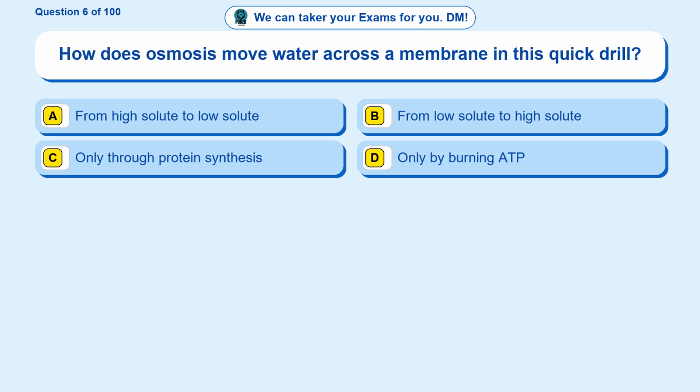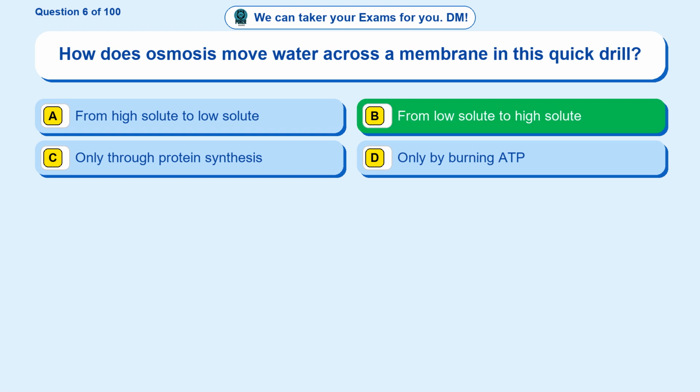Question 6. How does osmosis move water across a membrane in this quick drill? Option A. From high solute to low solute. Option B. From low solute to high solute. Option C. Only through protein synthesis. Option D. Only by burning ATP. The correct answer is option B. From low solute to high solute.